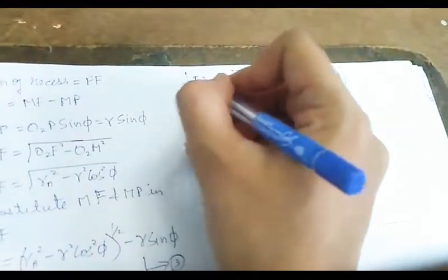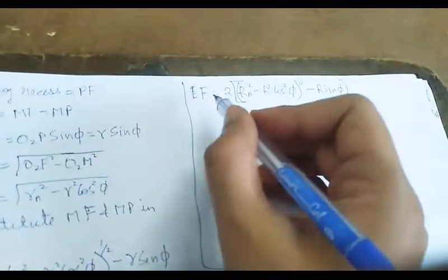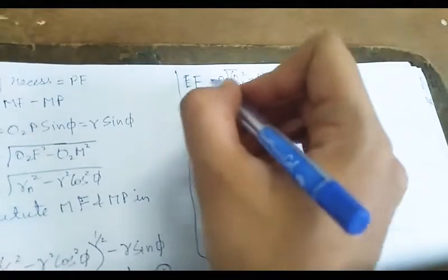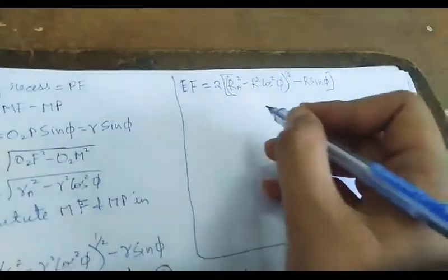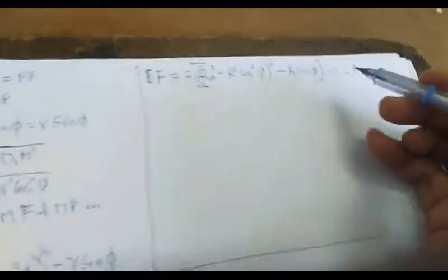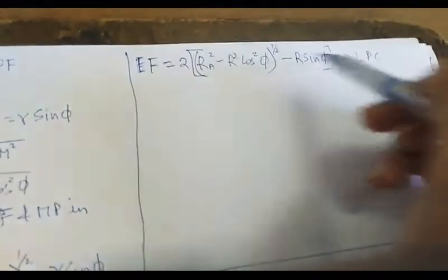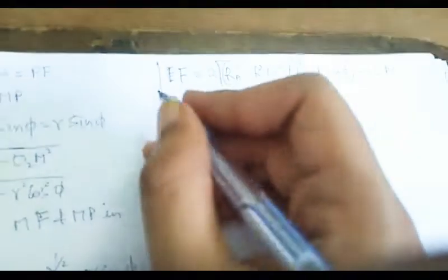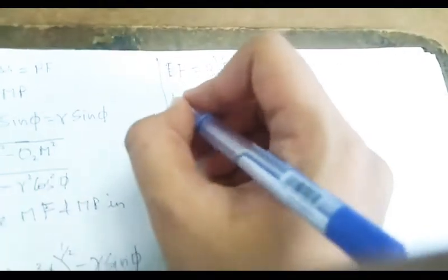So EF is equal to twice of this term. This is the equation for length of path of contact. We call it in short form LPC, length of path of contact, EF. Next we shall see arc of contact.